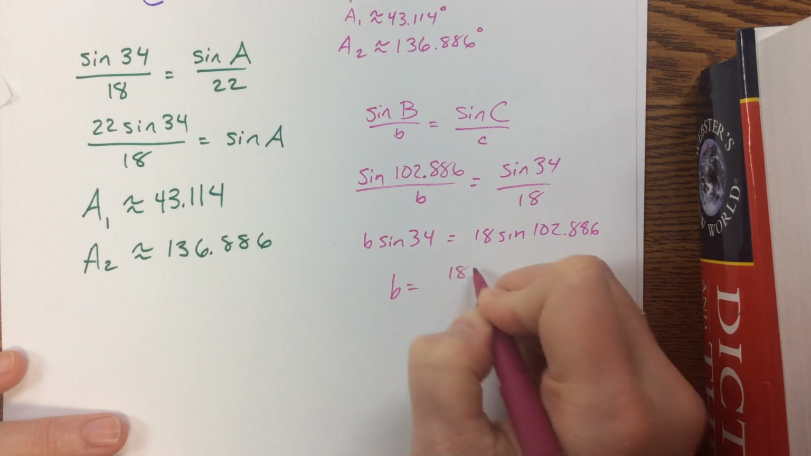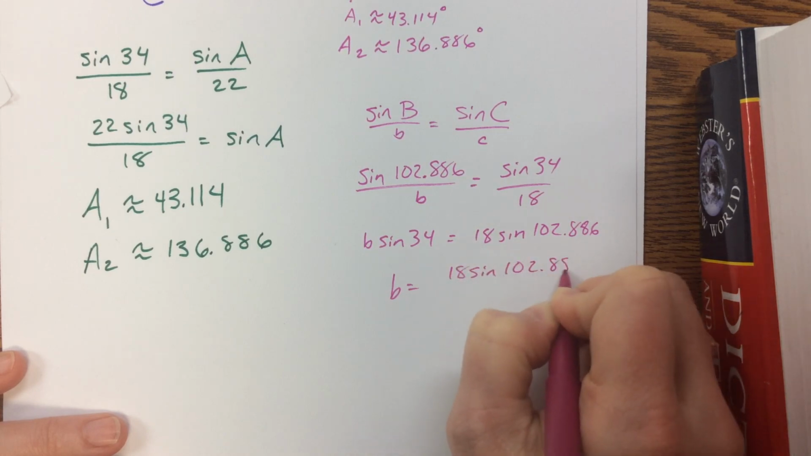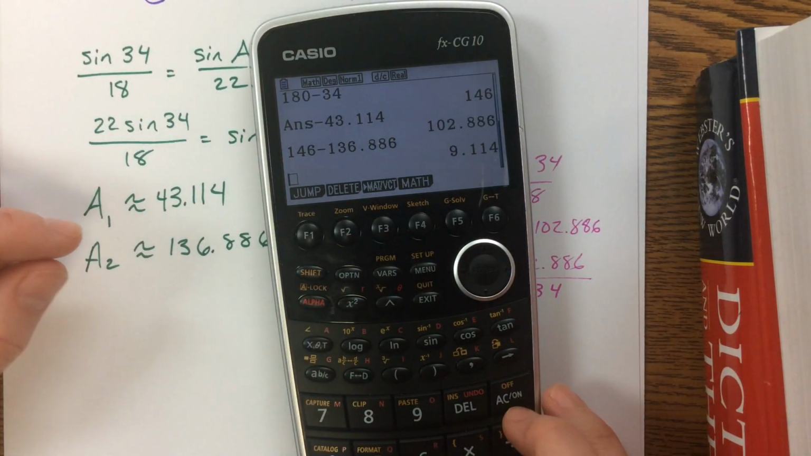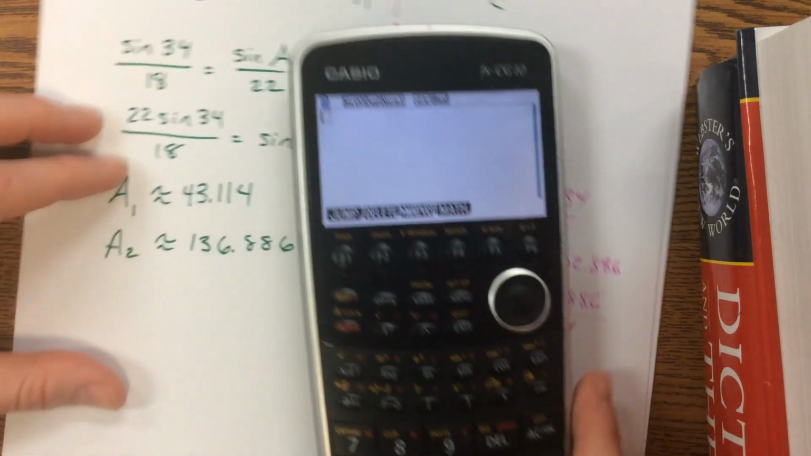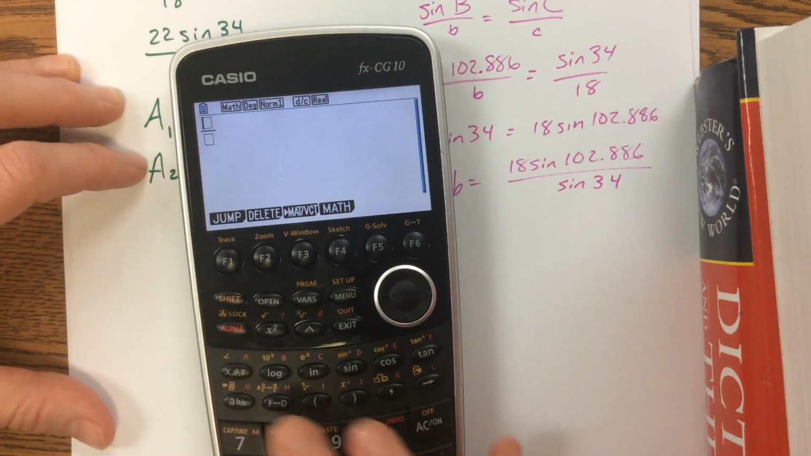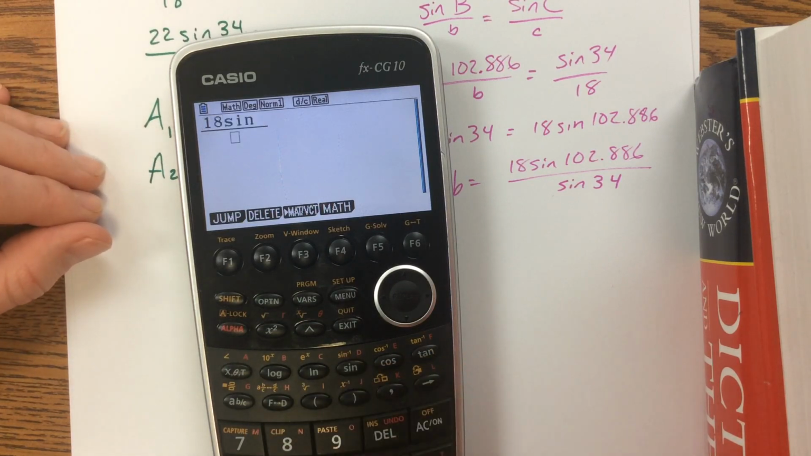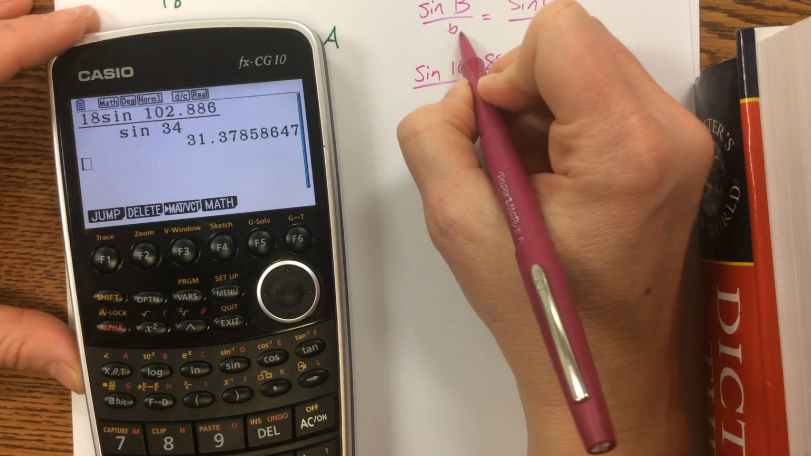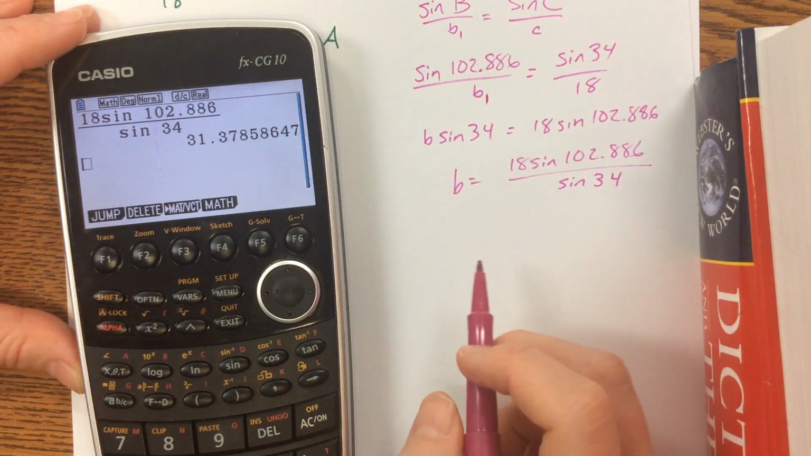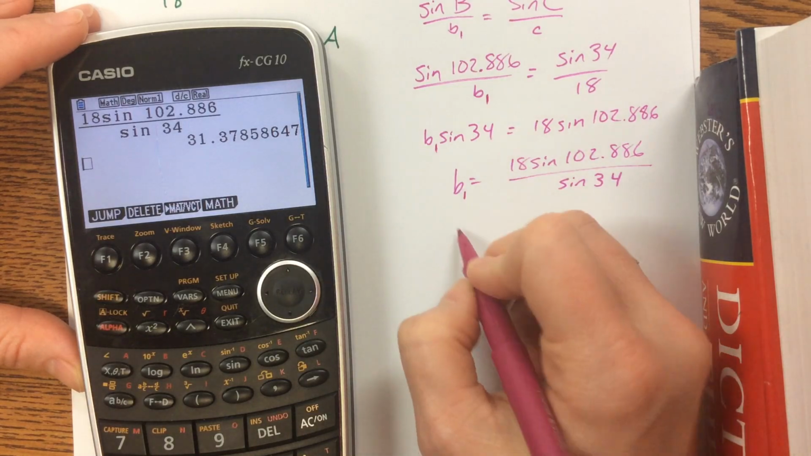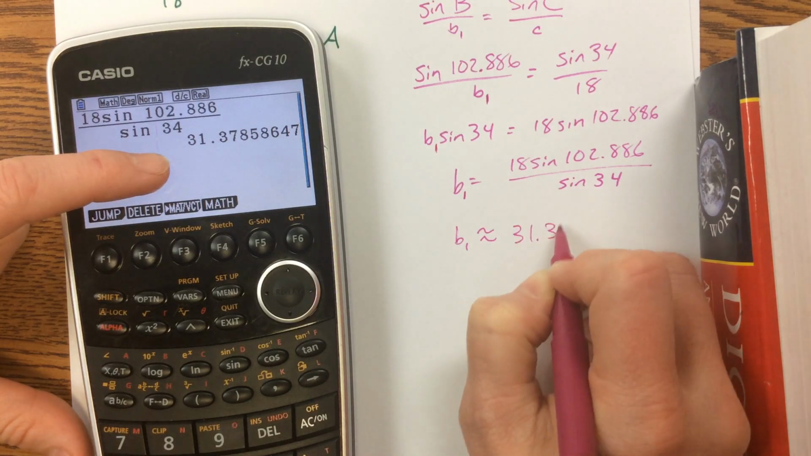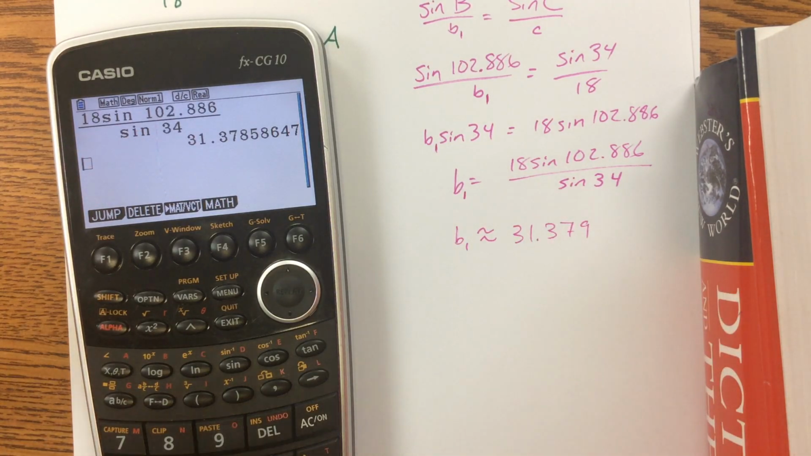Divide. Okay, hang on. There we go. 18 sine of 102.886 divided by sine of 34. And so this is little b. I should have labeled this as little b1, because I used it with big B1. So little b1 is approximately 31.379, whatever my units are.